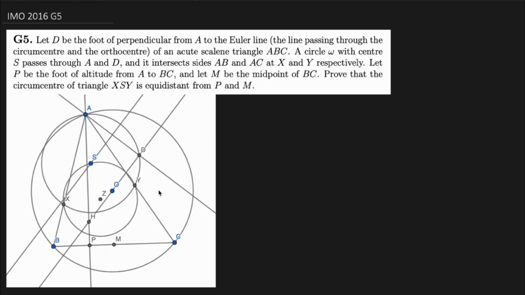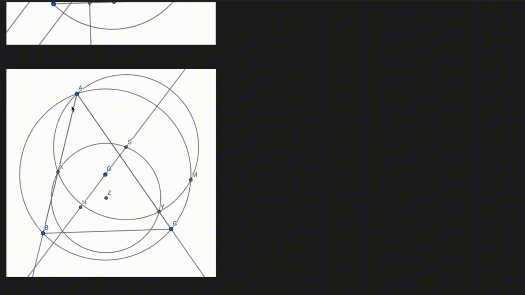And so what we can do now is rephrase the entire problem. Let's say we just have our original triangle. Now instead of picking a point S on the perpendicular bisector of AD, we just pick a random point S on the Euler line, as we mentioned before. And so now we can draw a circle centered at S, passing through A, and then intersect sides AB and AC at X and Y. And then we have the center of the circle SXY, which is Z.